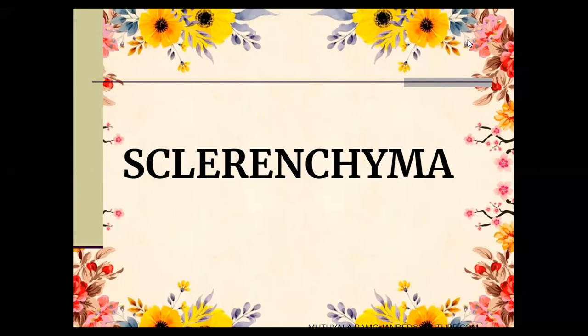Sclerenchyma tissues are present in the plant body. The sclerenchyma tissues belong to the simple tissue system. The sclerenchyma mainly helps in mechanical support to the plant body. They act as the bones of the plant.